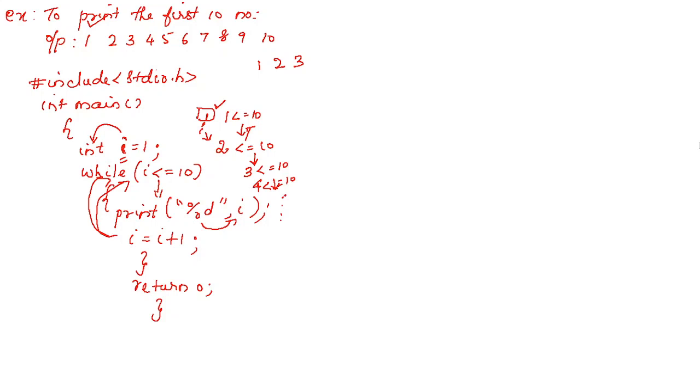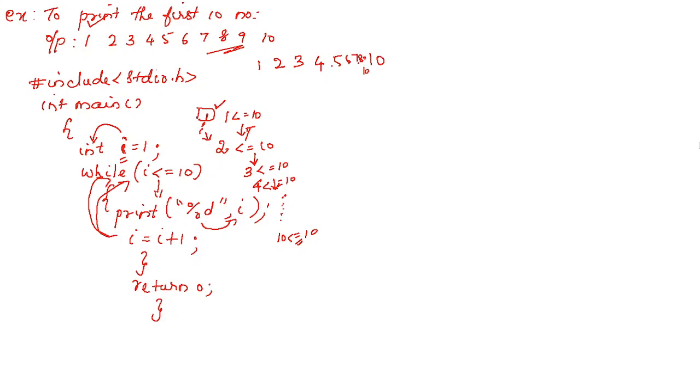So similarly, till how much? Till i becomes 10, right? 10 is less than or equal to 10. Since you have equal to, it is also true. So 1, 2, 3, 4, and so on up till 10 will be printed. You will be getting the same output: 5, 6, 7, 8, 9, 10. Okay, so 10 will be printed.